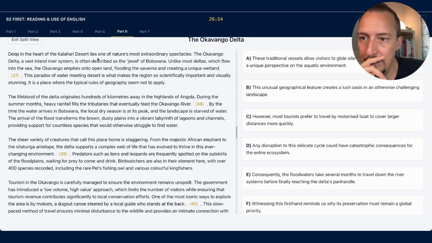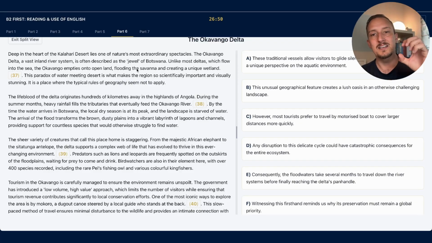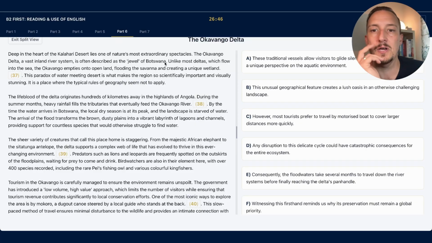So deep in the heart, like I mentioned there, the Okavango. So really, you just want to skim the bits that you want to read in detail, the bits before and after the gap, and skim everything else. So unlike most deltas which flow into the sea, the Okavango empties onto open land, flooding the savannah and creating a unique wetland. Its paradox of water meeting. Okay, so unique wetland. We can't highlight in this part of the test. So it's talking about its structure or features or something like that.